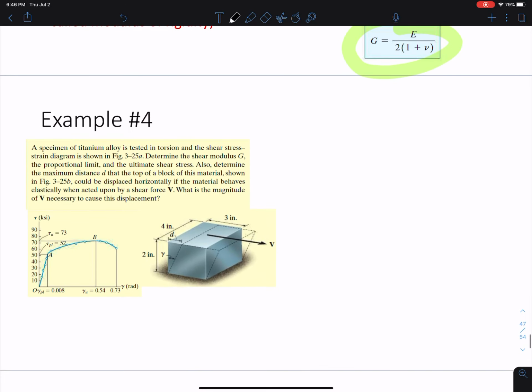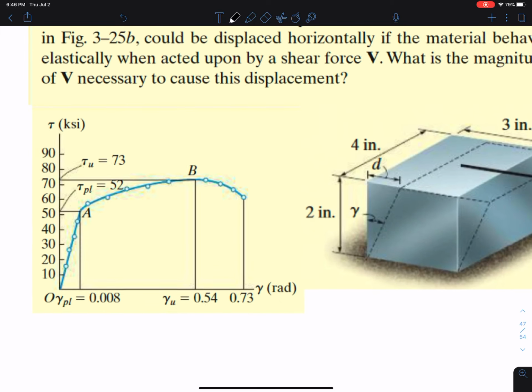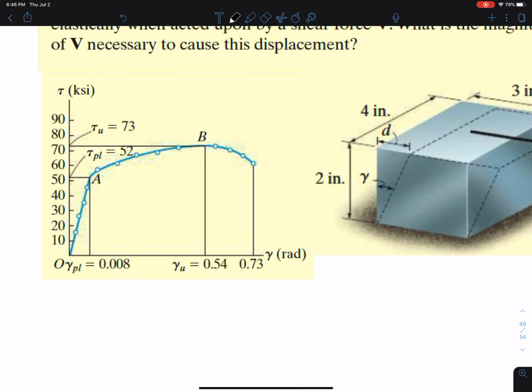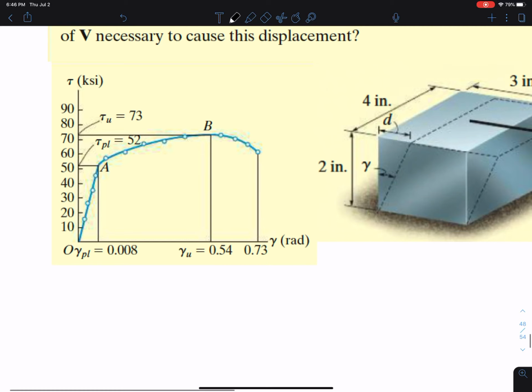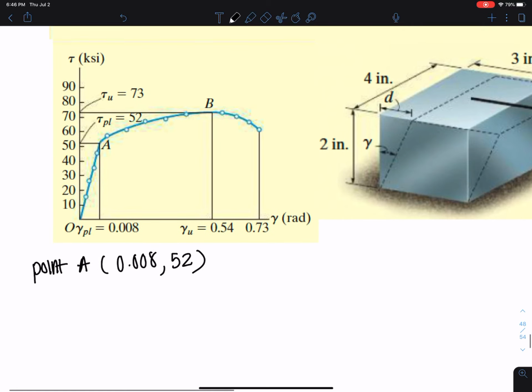So let's start by writing down this point A that we see. That's going to be the point where we're deviating from the elastic to the plastic region. So we have this point A, and we have 0.008 for gamma, and we have 52 for tau. Now we can easily find G, because that's just 52 divided by 0.008, and that's 6,500 KSI. So that's the first part done.